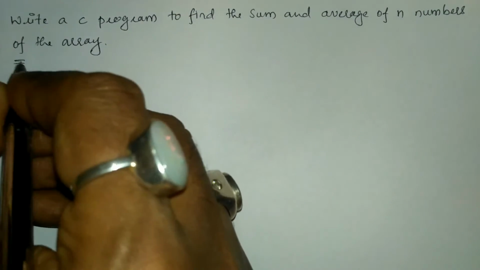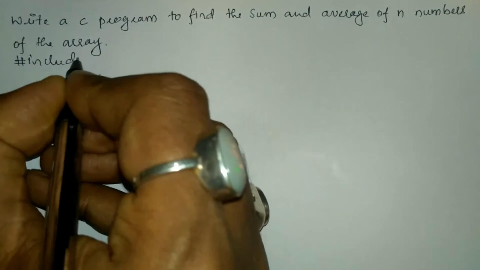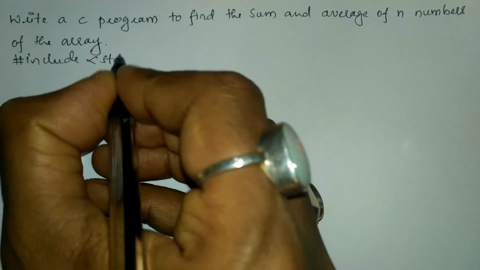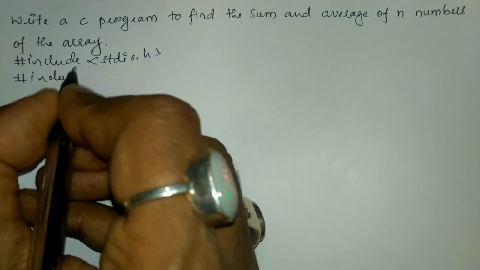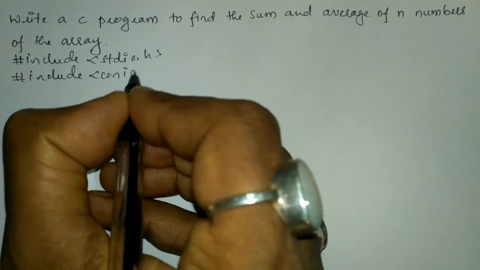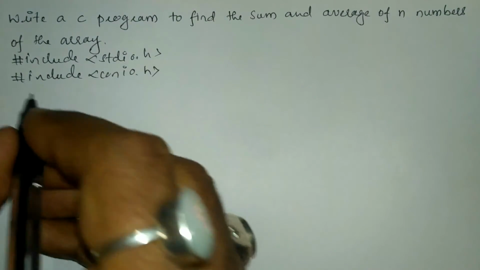So let us write the preprocessor directives: hash include in angular braces, we'll write the stdio.h header file. The next preprocessor directive is hash include in angular braces, we'll write the conio.h header file.